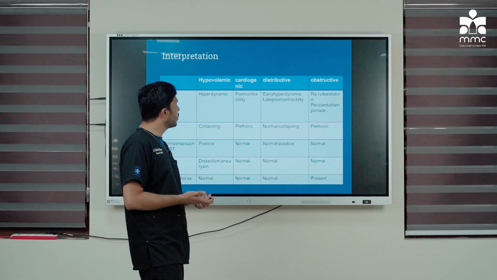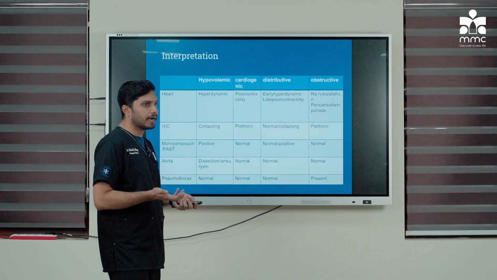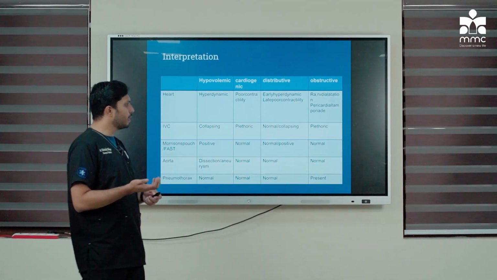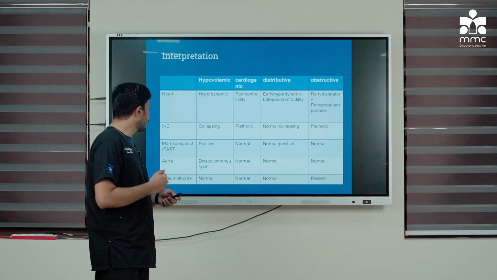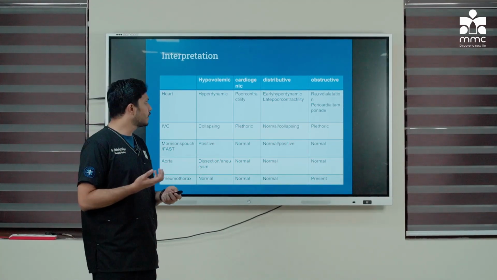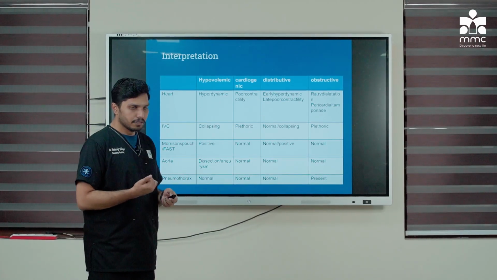And distributive shock. In the early stage of distributive shock we will get a hyperdynamic heart, later it becomes poor contractility, and the IVC will be normal or collapsing in distributive type of shock, and Morrison's pouch also may be normal or positive in distributive type of shock, and the aorta and pneumothorax will be normal.